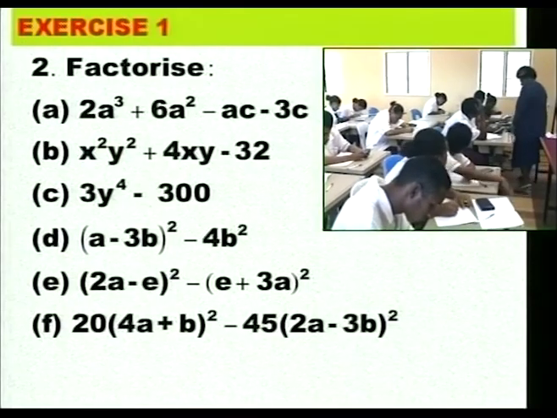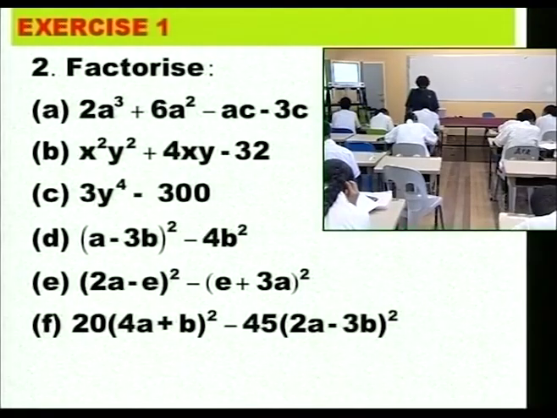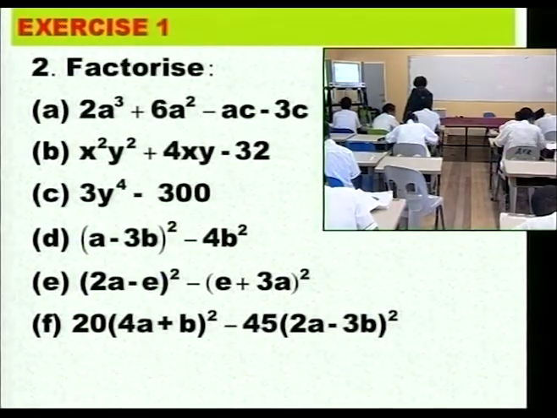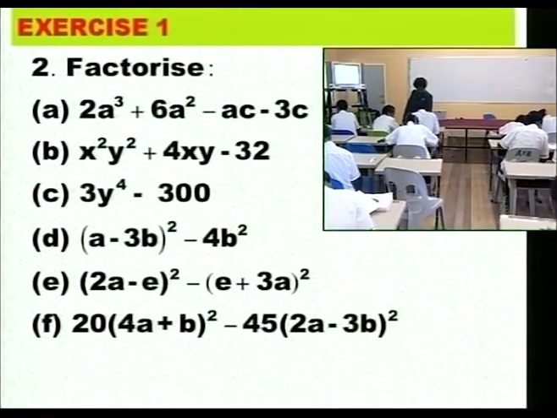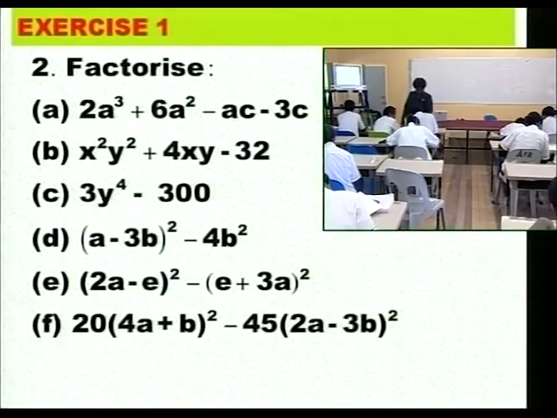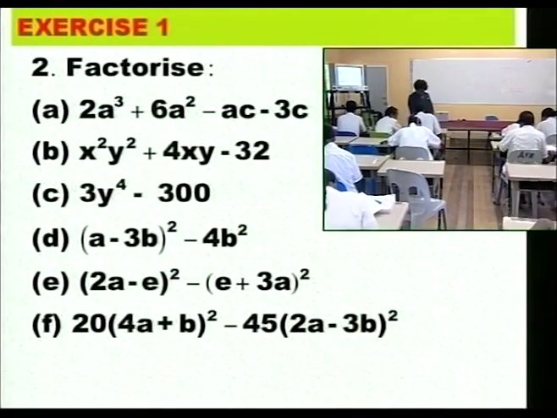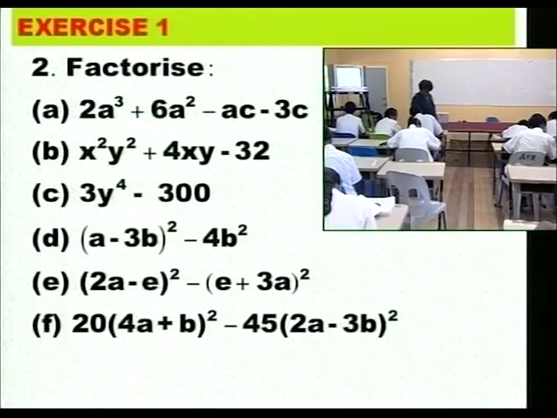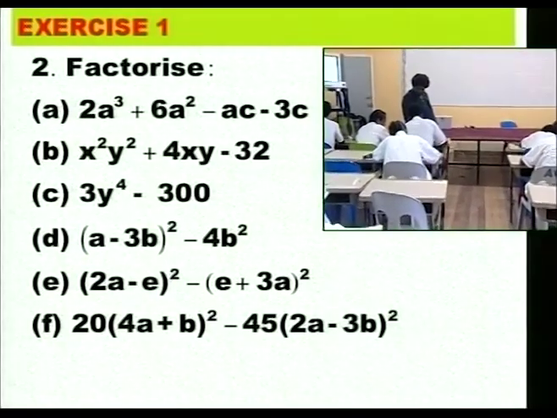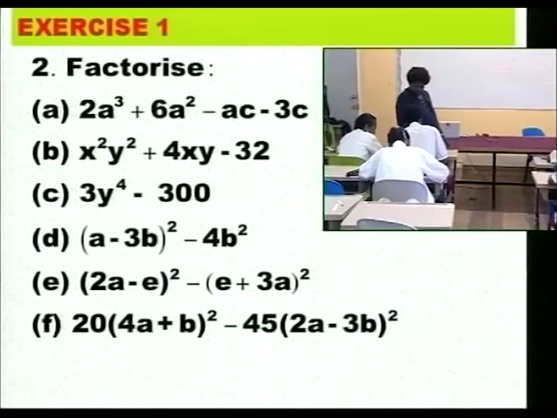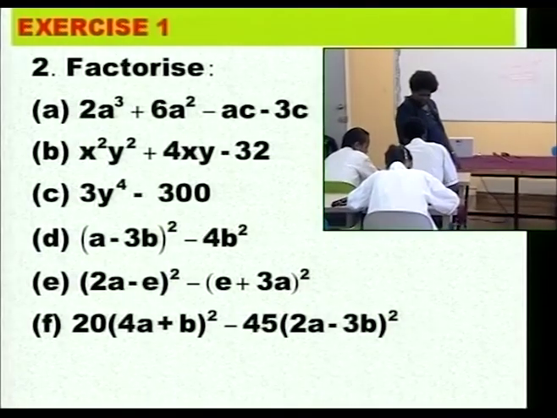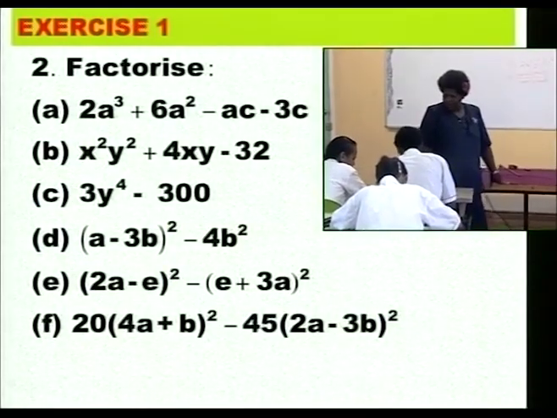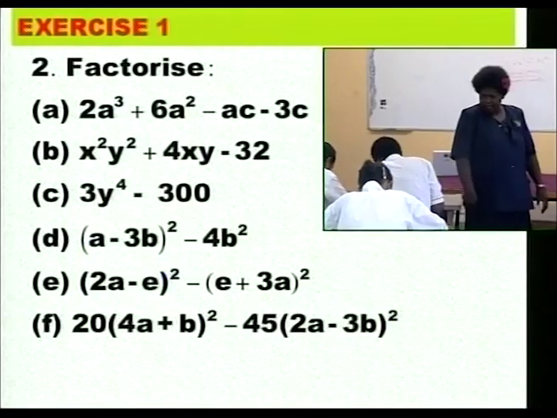Give me something to start with. There is a difference of two squares. Come on, that's a square and a square. So you find the square root of that, add the square root of that, then multiply by the square root of that minus the square root of the other. Difference of two squares.